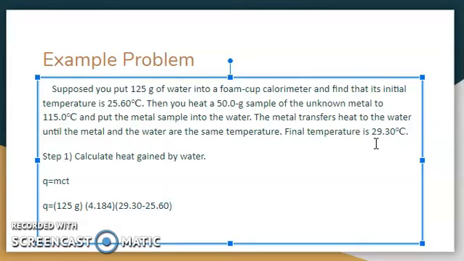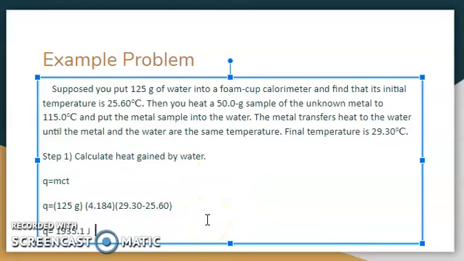Just calculate 125 times 4.184 times 29.3 minus 25.6. And we get that the heat absorbed or gained by the water is 1,935.1 joules.